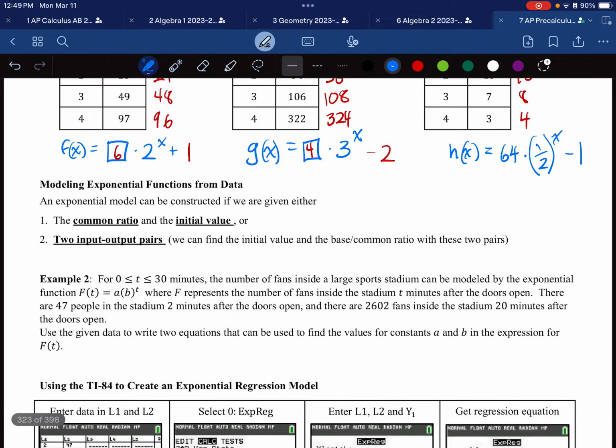Excellent. All right, so modeling exponential functions from data. An exponential function can be constructed if we are given one of these two things. We can either be given the common ratio and the initial value, which again are 2 input pairs, or just 2 other random input pairs. It doesn't really matter. The initial value is a value. The common ratio gives you the idea of how to get to the next step. This is just 2 different points. Either way, we can find an equation.